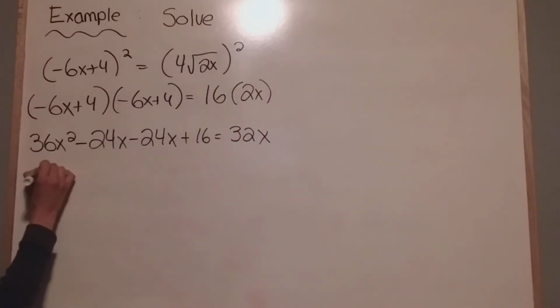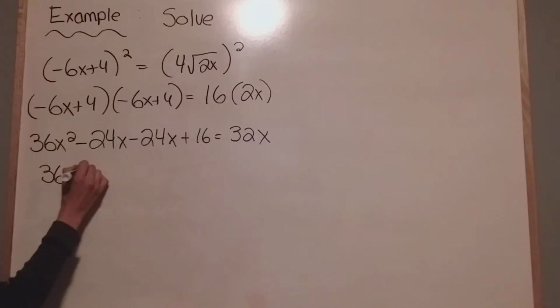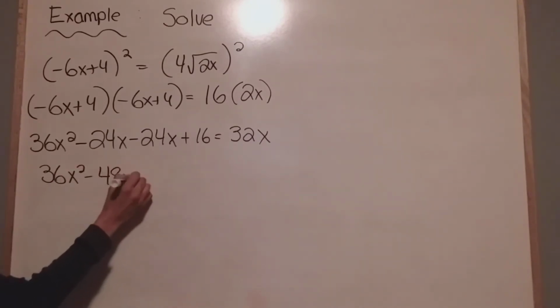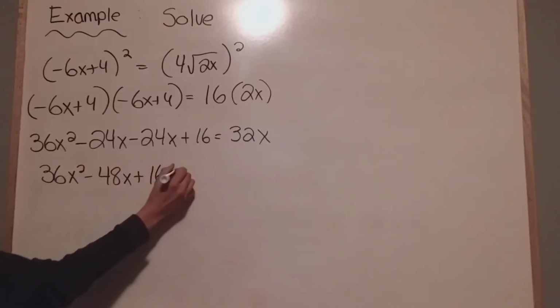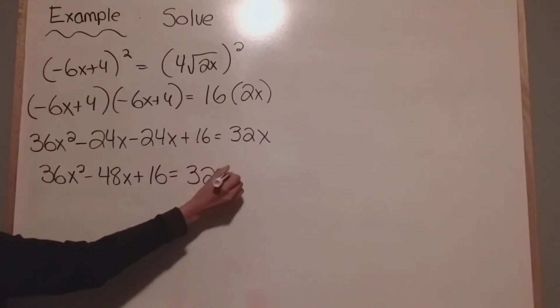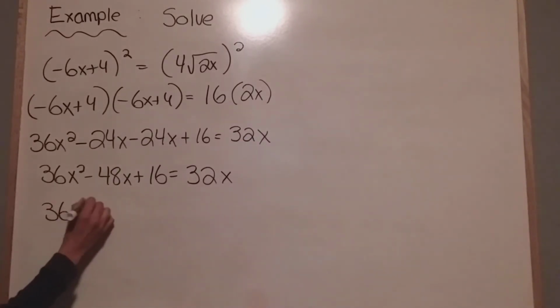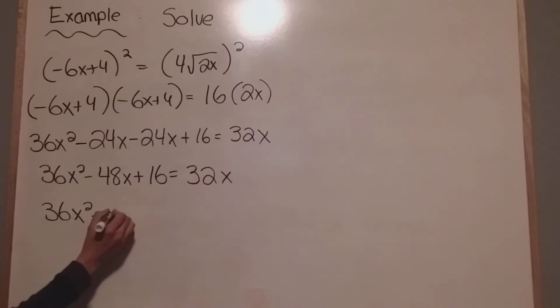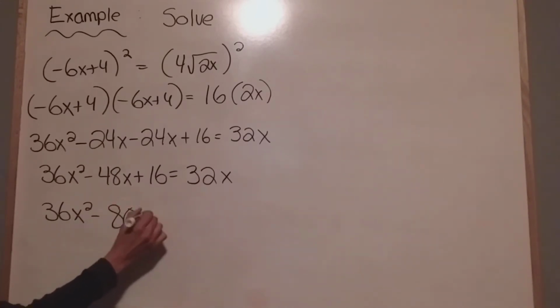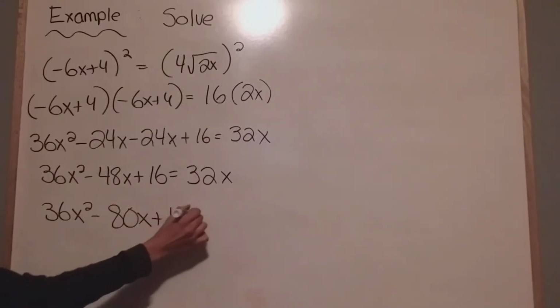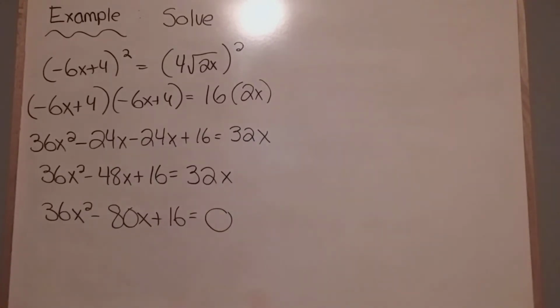Collect my like terms. 36x squared minus 48x plus 16 is equal to 32x. Now, my next step is to bring the 32 over. So I end up with 36x squared minus 80x plus 16 equal to 0. And then now if I look at this question, I have 3 terms.